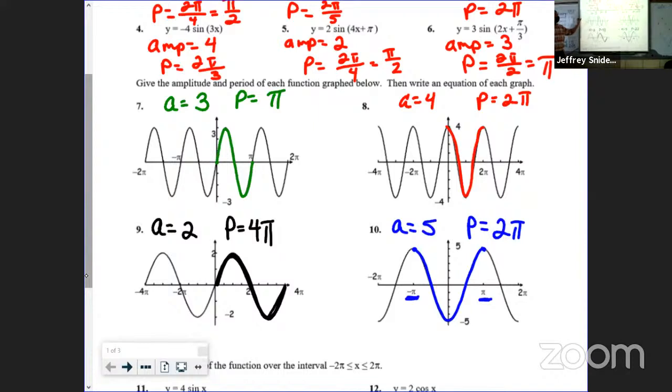Any questions on what we've done on 7 through 10? How we got any of those numbers? We're okay? Because the period is always positive. It's the distance on the x-axis. So how far is it from here to here? Pi radians. How far is it from here to here? Pi radians. So the total distance is 2 pi radians. Any other questions on this little section so far? Then it's graphing. All right.